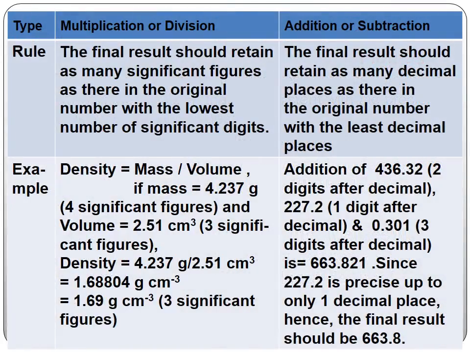This table shows the way of usage of the rules appropriately. Rule number 1, which is used for multiplication or division: the final result should retain as many significant figures as there are in the original number with the lowest number of significant figures. Let us consider this example.